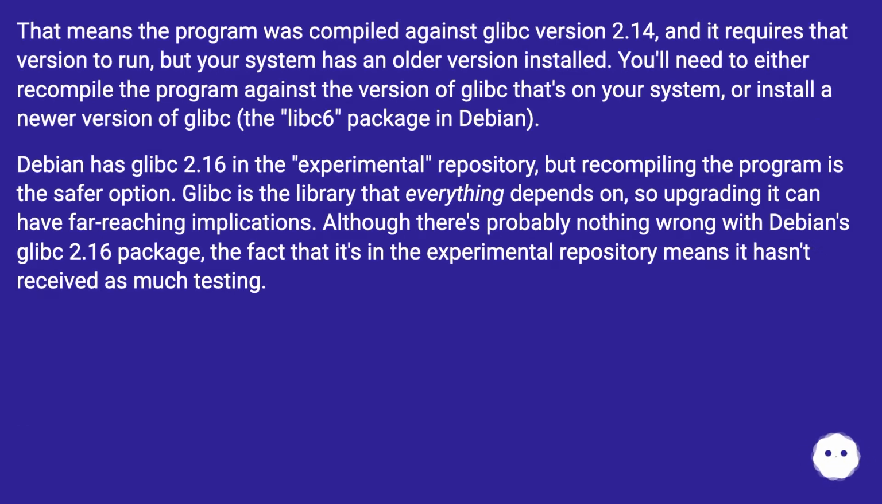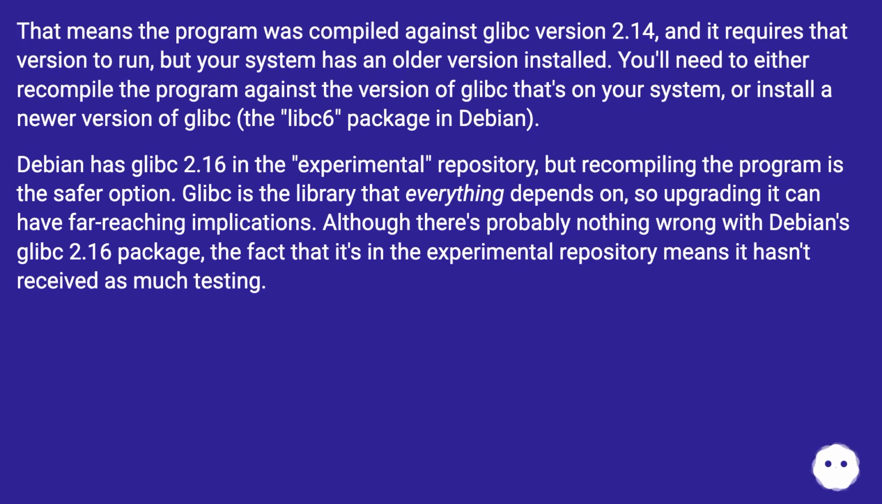That means the program was compiled against glibc version 2.14, and it requires that version to run, but your system has an older version installed. You'll need to either recompile the program against the version of glibc that's on your system, or install a newer version of glibc, the libc6 package in Debian.